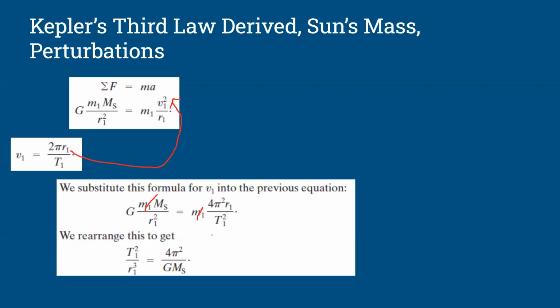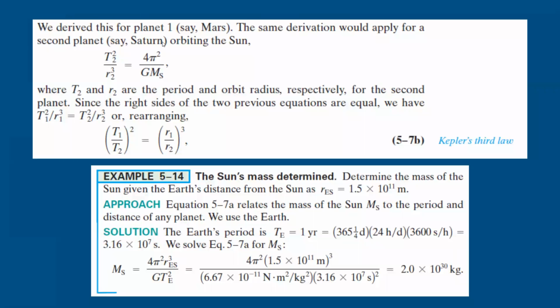So after having that equation, we derive this for planet 1, which is Mars, so you will have now the ratio of the period squared over the mean distance or the orbit radius, equal to 4 pi squared over GMS. So in that case, notice that on the right side, these are all constant, right? Since it is constant, it is equal for every other planet also.